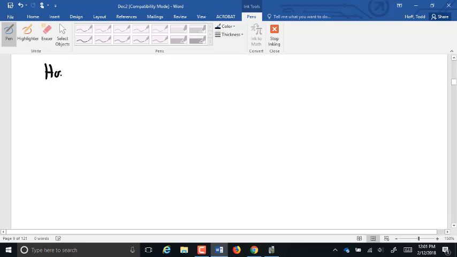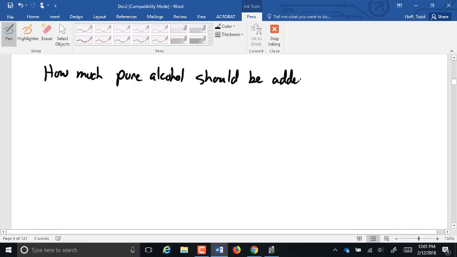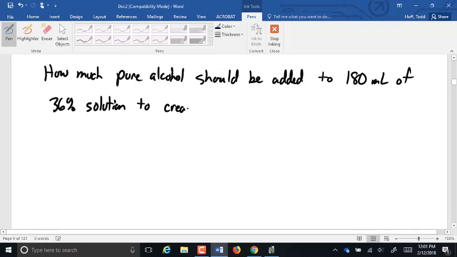We might have: how much pure alcohol, alcohol, of course, I'm talking about rubbing alcohol, how much pure alcohol should be added to 180 milliliters of 36% solution to create, let's see here, a 52% solution of alcohol and water. And again, we're going to say alcohol in NS.